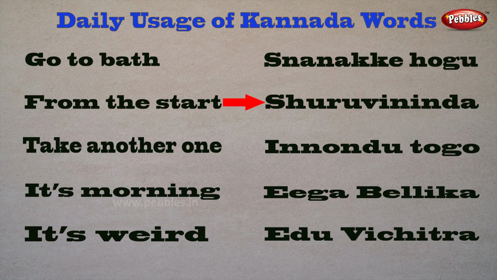From the start, shuruvininda. Example: shuruvininda nanu aa shaliyalle hostiddene. Take another one: innondu togo, innondu dose togo, innondu balehannu togo. It's morning, iga belagge agide, eddedu. You are telling your child, now it's morning, please wake up, like that. It's weird means that is not normal thing, idu vichitra. So it's weird is vichitra.